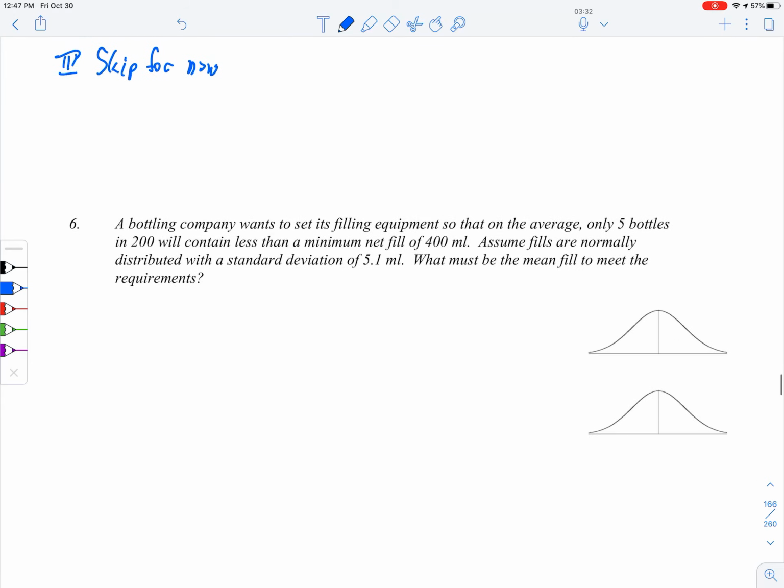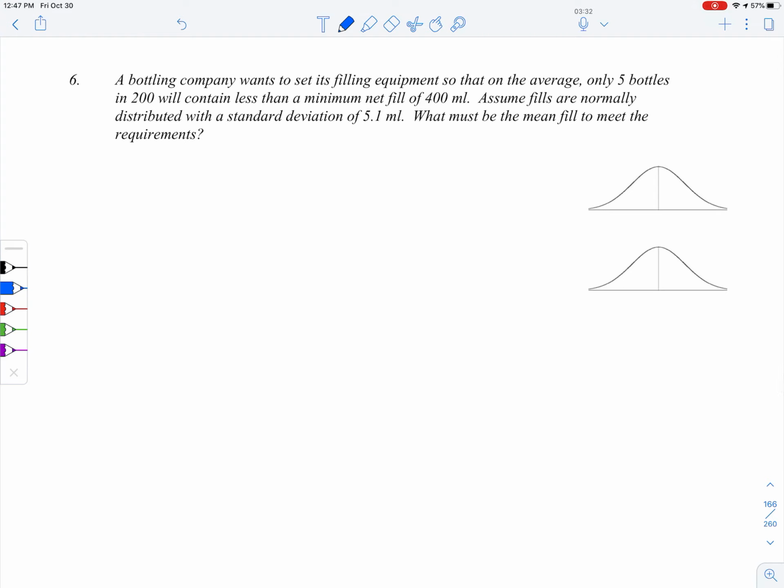All right, let's take a look at another one here. A bottling company wants to set its filling equipment so that on average only 5 bottles in 200 will contain less than a minimum net fill of 400 mils. What's all that about? Well, take a look at a bottling factory. You can certainly imagine what the thing looks like, because you've got thousands of these bottles on a conveyor belt, and they go along and they come to various places and so on like this, and various things are done.